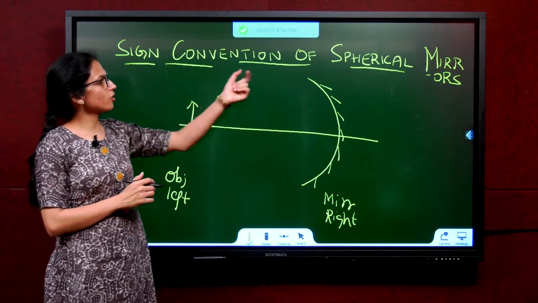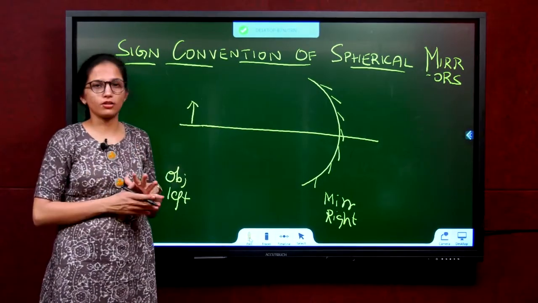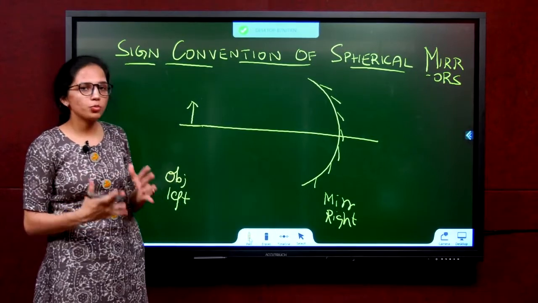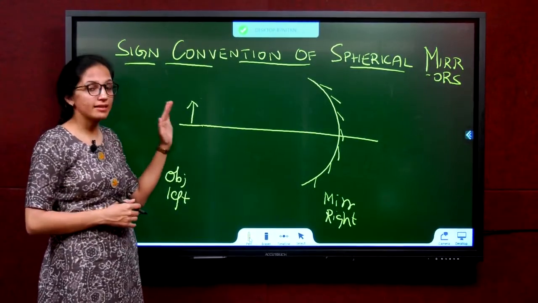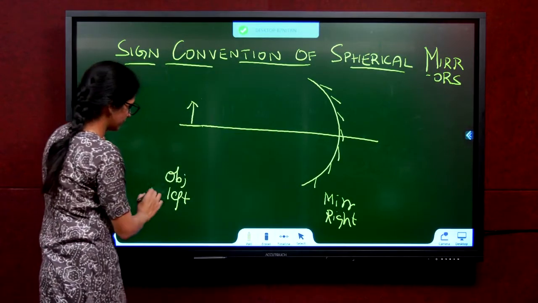Sign conventions of spherical mirrors. This is to be followed while solving problems. In all our problems, we are going to take that the object is placed at the left and the mirror is placed at the right first.